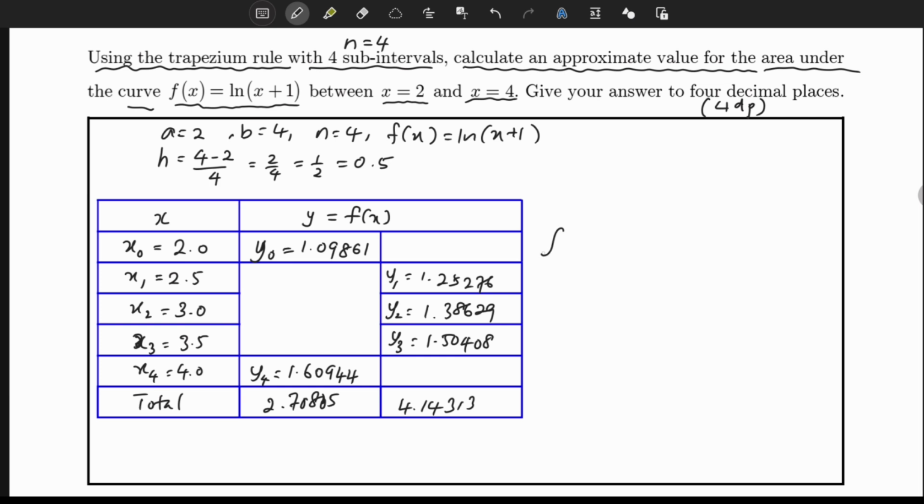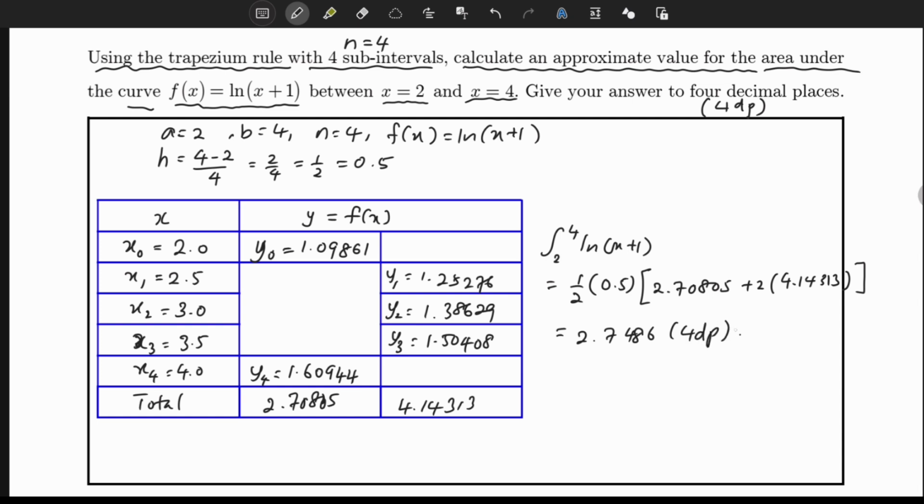So the integral from 2 to 4 of ln of (x plus 1) is equal to half of h, 0.5, times the total, 2.70805 plus 2 times 4.14313. So press your calculator, and we will get 2.7486 to 4 decimal places.